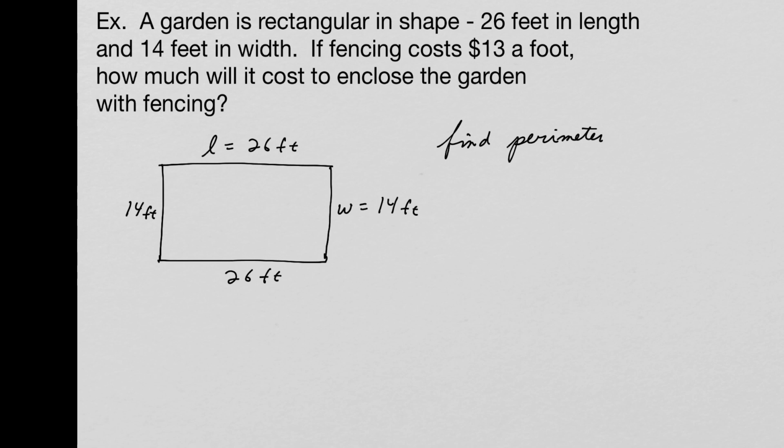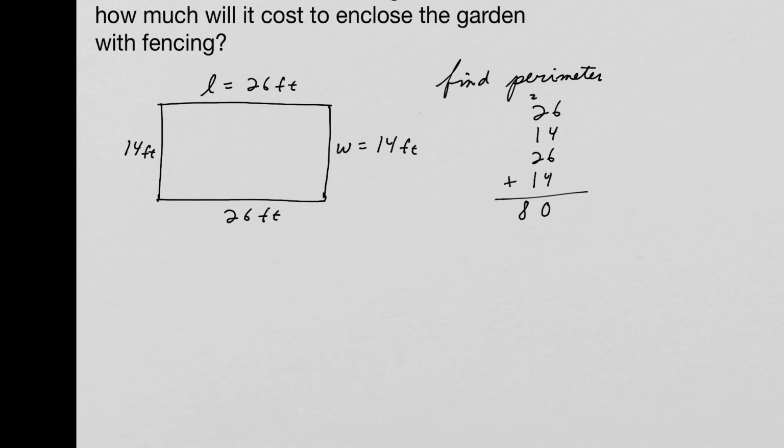So this is going to be 26 plus 14 plus 26 plus 14. So if you add these all up, if I just do the ones place, I have 6 plus 4 plus 6 plus 4, that's 20. So I'll write down the 0, carry the 2. Then 2 plus 2 plus 1 is 5, plus 2 is 7, plus 1 is 8. So it looks like it's going to be 80 feet. So the perimeter, call it P here, is 80 feet.